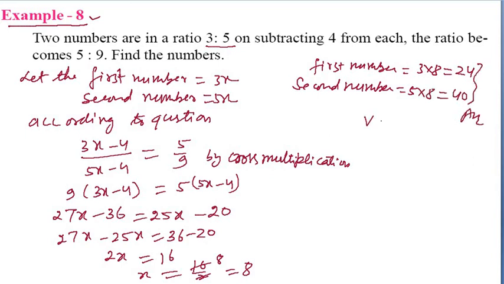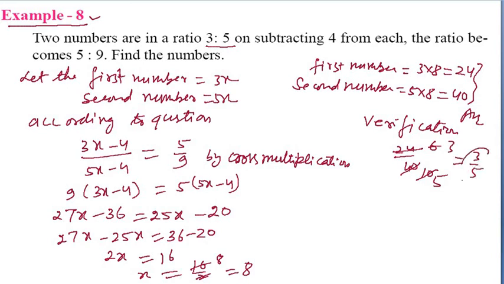Now come to the verification. How can we do the verification? Their ratio, you can write this 24 upon 40. So 4 10s, and 4 6s, and 2 5s, and 2 3s. So their ratio is 3 is to 5. So you have to write 3 is to 5. It is here given.